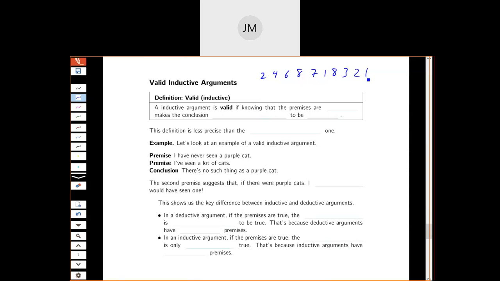So maybe you did correct reasoning, but you were still wrong. It's not that your reasoning was terrible. It's just that sometimes patterns don't actually turn out the way you think they are. So when we use inductive reasoning, everything is a little bit more tricky. Let's go over what it means for an argument to be valid if it's inductive. An inductive argument is valid if knowing that the premises are true makes the conclusion very likely to be true.